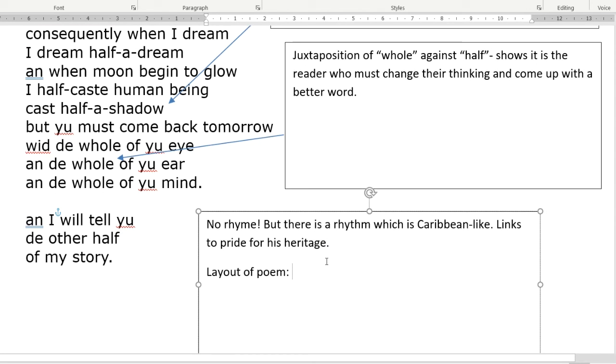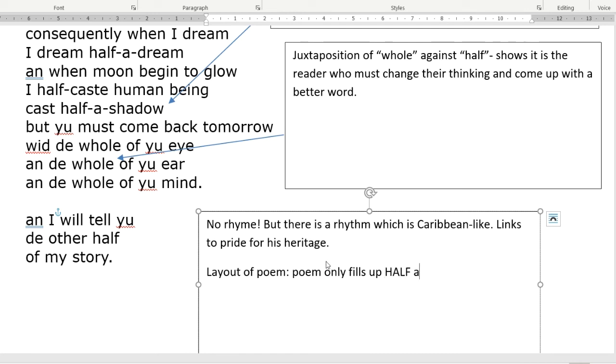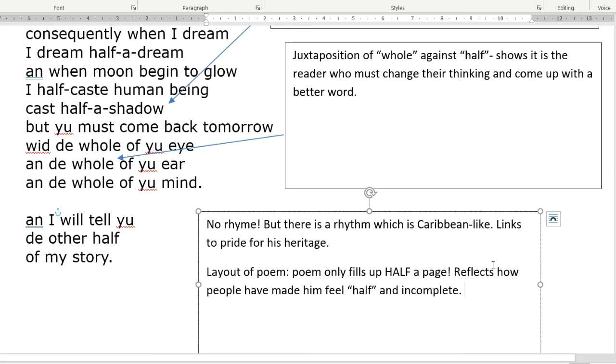And lastly, the most thoughtful point about this poem, look at the layout. Look at how much space each line takes up on the page. Deliberately, the poem only fills up half a page, and this reflects all of the images he's already talked about in his poem, but most importantly that people have made him feel half all his life for being mixed race, and again it's a commentary on that racism that he's experienced and how absurd it all is.